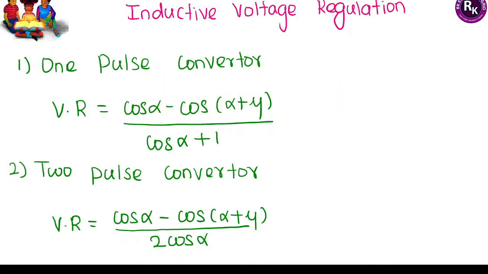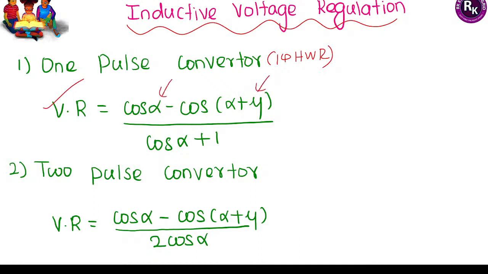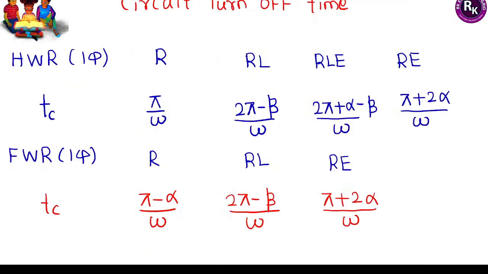Next, let us talk about inductive voltage regulation. See, we are considering the effect of the source inductance. If we consider the effect of the source inductance while talking about the single phase half wave rectifier, what is the voltage regulation formula? So here I wrote the voltage regulation. We know the value of alpha and mu, the overlap angle. They will be giving you the value of the overlap angle and alpha. Just substitute and calculate the value of voltage regulation for the single phase half wave rectifier. Here I wrote the formula for the full wave rectifier also.